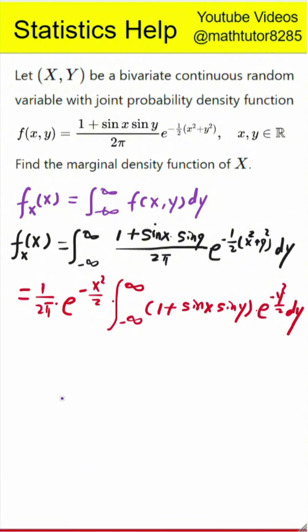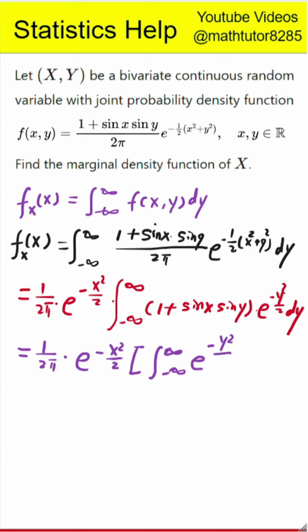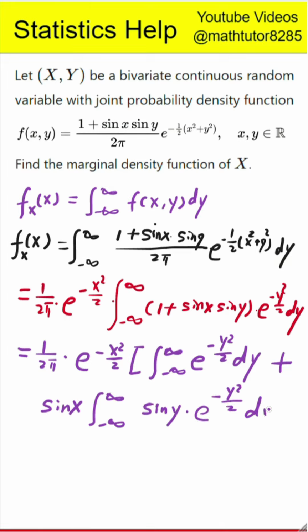Next step is to break the integral into two parts. We now separate the integral into two simple parts. The first part is the integral of just the exponential of negative 1/2 times y squared. The second part is the sine of x times the integral of sine of y times the exponential of negative 1/2 times y squared. Both are still over all real values of y.